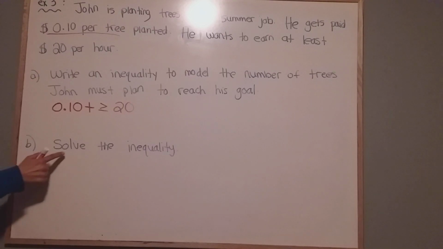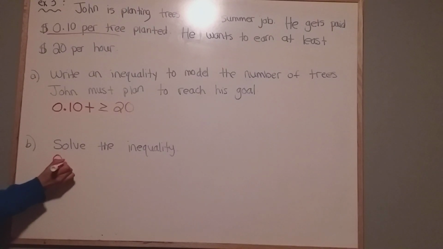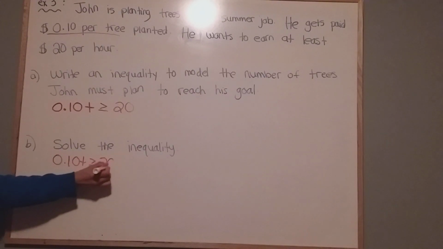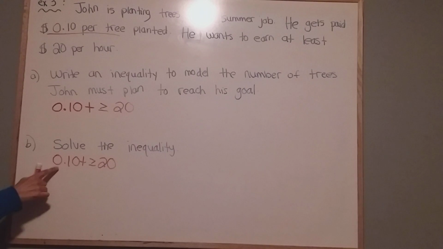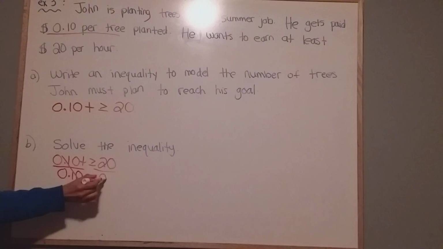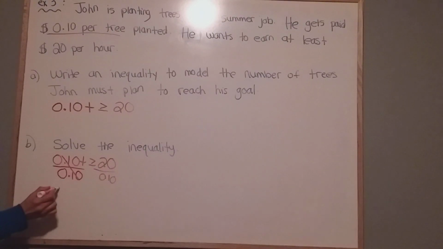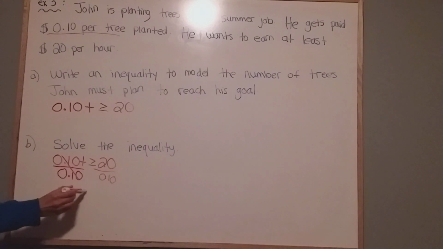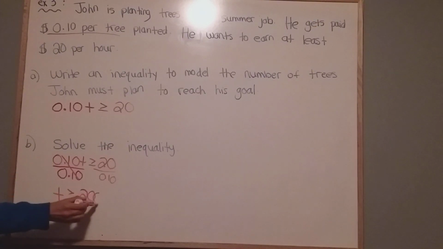My next step is to solve. So I start off with my inequality. Then I look at the side of my variable. I want to get rid of the 10 cents, so I divide by 10 cents. Then I divide by 10 cents on this side. So t has to be greater than or equal to. I'm dividing by a positive number so I don't switch my inequality. 20 divided by 0.1 gives me 200.